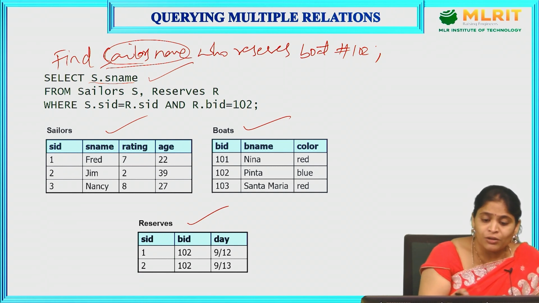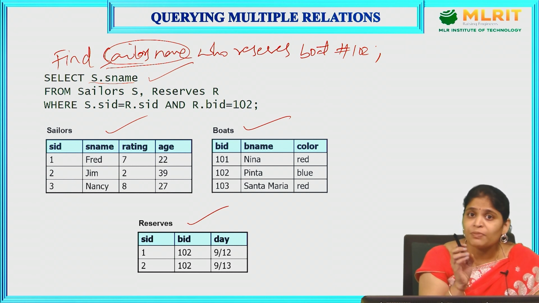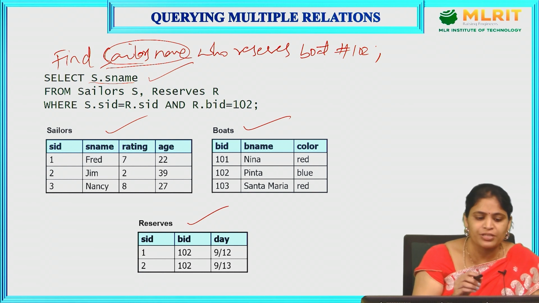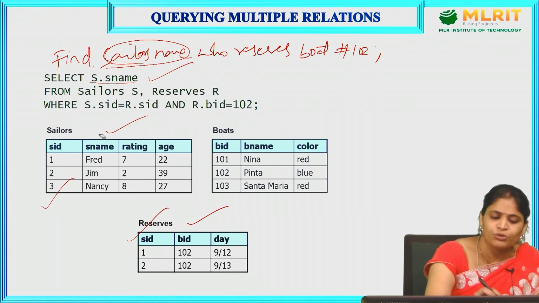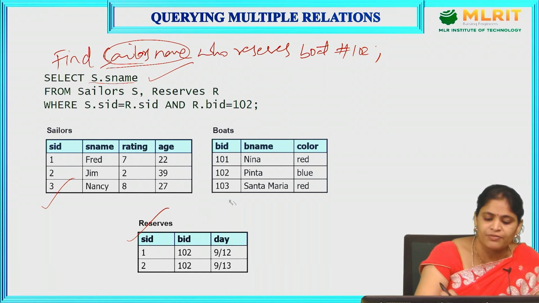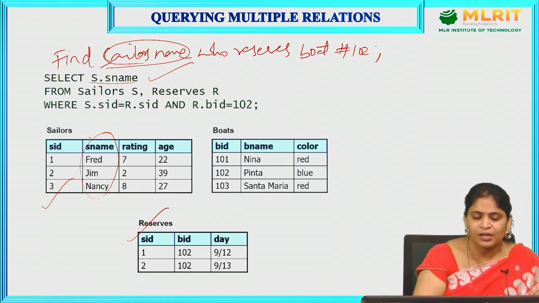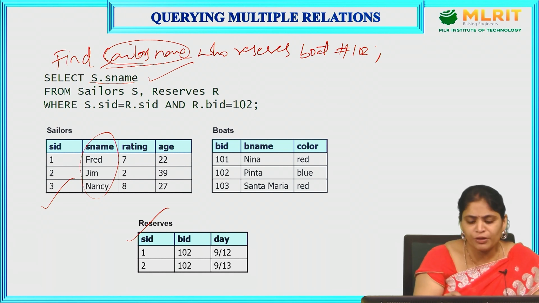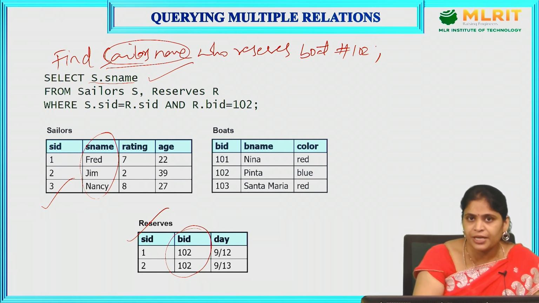From, I want the reservation, where the Sailors must reserve a boat and that boat must be 102. Boat ID must be 102. So I can visit these two tables, Sailors table and reserves table. Why? Because here in Sailors table we have Sailors name. Clear? And this Sailor must reserve boat number 102. Well, boat number 102 will be in reserves table, right?